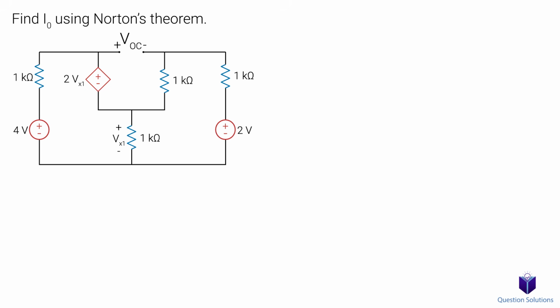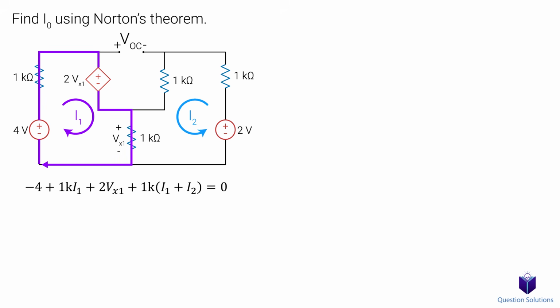We can use mesh analysis to do that. Notice that since we have an open circuit here, there is no current flow in this mesh. So the only current flow would be in this mesh and this one. Let's start with the left mesh. So we have negative 4 volts, then 1k ohms times I1, then the dependent voltage source, and lastly 1k ohms multiplied by I1 plus I2.